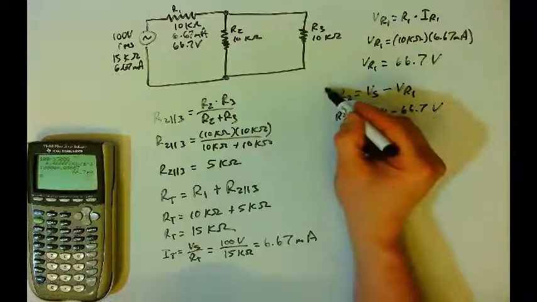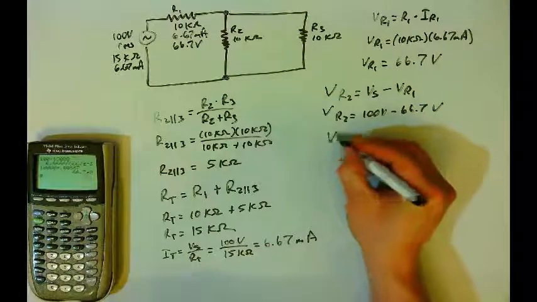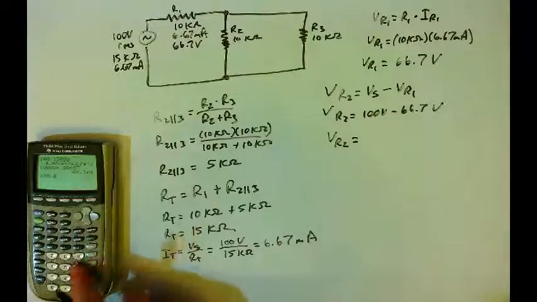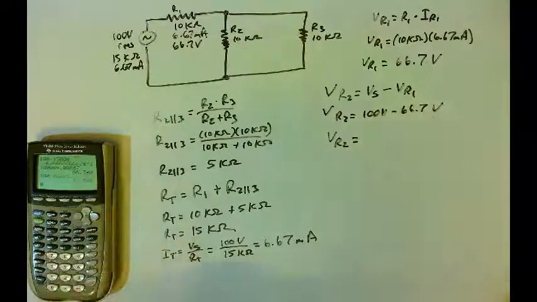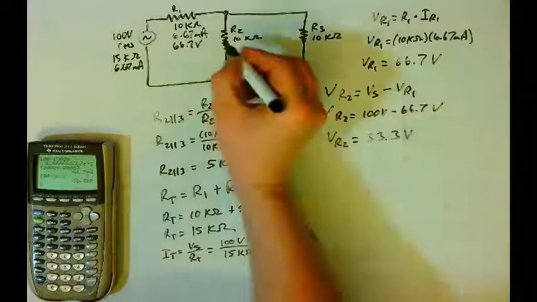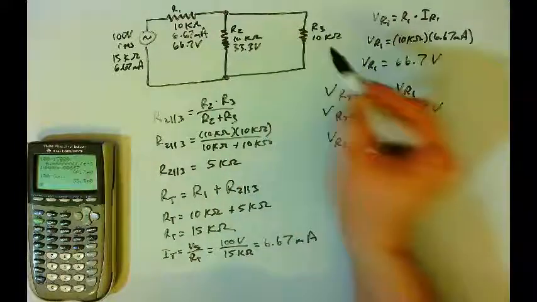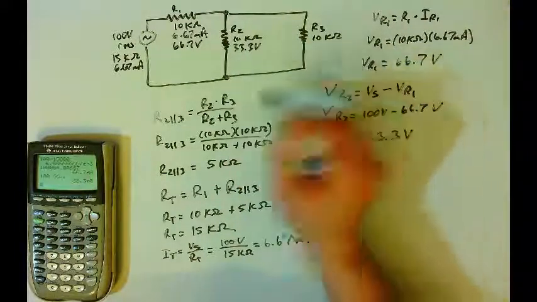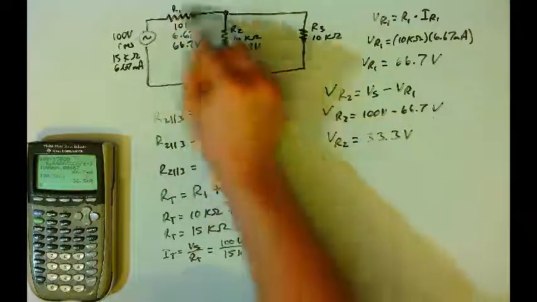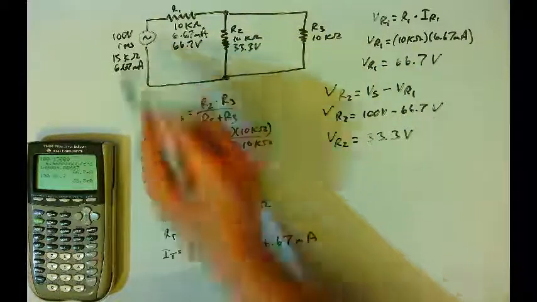And I'm sorry, this should say VR2. Okay, so the voltage drop on R2 will be equal to 100 minus 66.7, which is going to be 33.3 volts. R2 and R3 are in parallel. They have the same voltage drop. And so 33.3 plus 66.7 equals 100, or 33.3 over here plus 66.7 also equals 100.